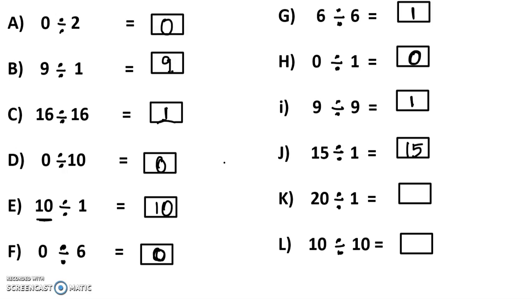Next, 20 divided by 1. If you are dividing any number by 1, you get the same number as the quotient. So 20 is the answer. Next, 10 divided by 10. Dividing the same number, you get 1 as the quotient.